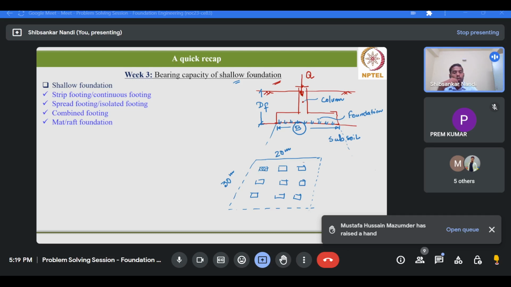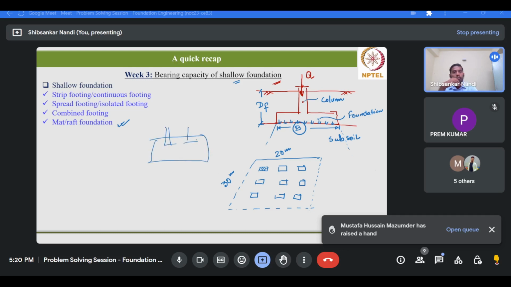This is not equal to the whole area. Now in one case only, this footing area will cover the entire area, or it will be equal to the entire area. That is only for mat or raft foundation. So it is like an inverted slab. Roof slab we have seen, so it is like an inverted roof slab. So this is the slab type of thing.